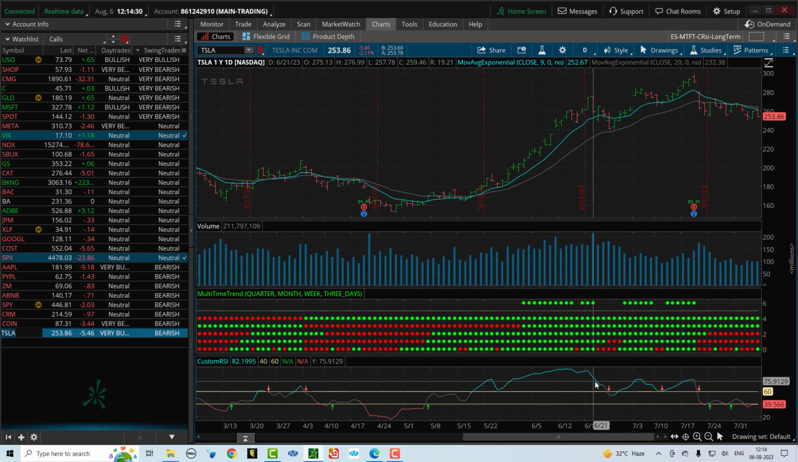Now, what we haven't seen is the custom RSI. Now, this is also a key indicator, and this is going to tell you the next step, which is when do you exit the trade. And that's what we're going to be looking at in the next video. We'll look at the custom RSI and how it works for day trading, swing trading, as well as long-term investing timeframes. So we'll see you in the next video.